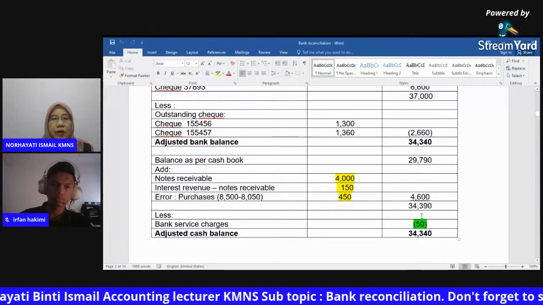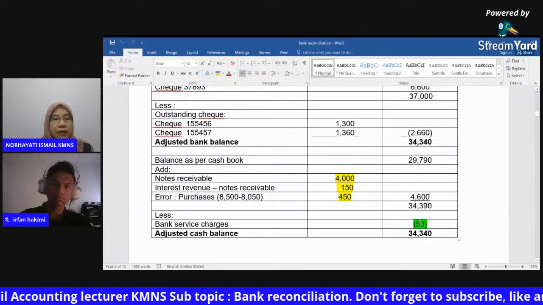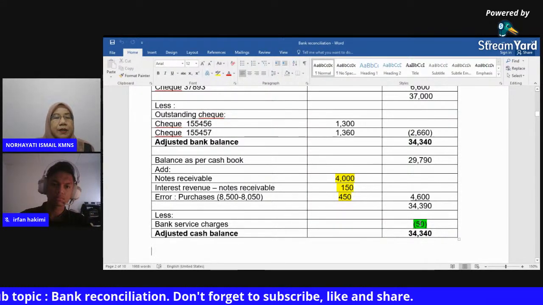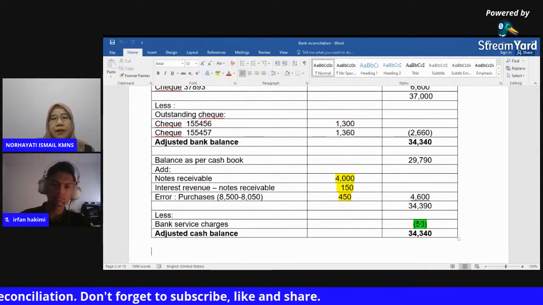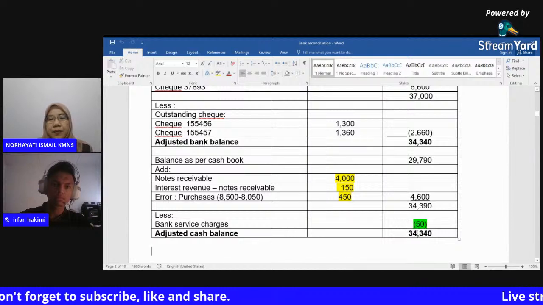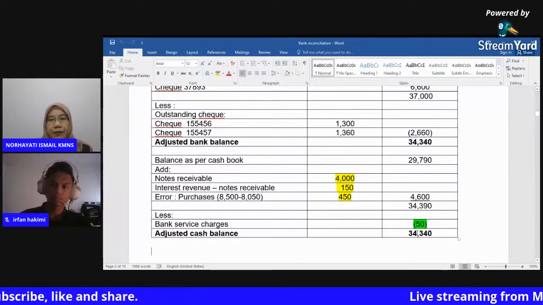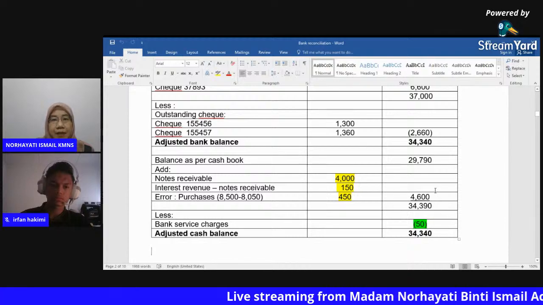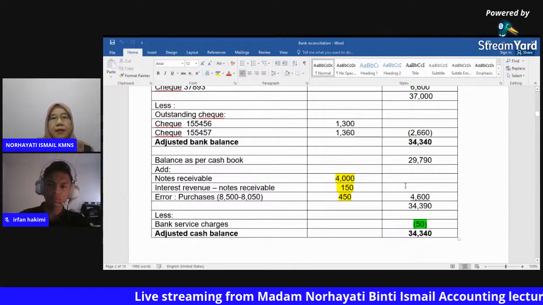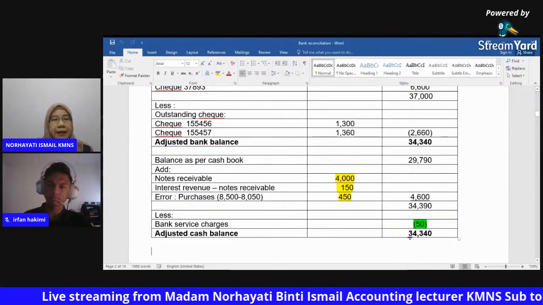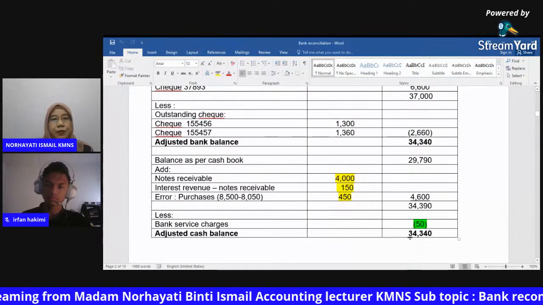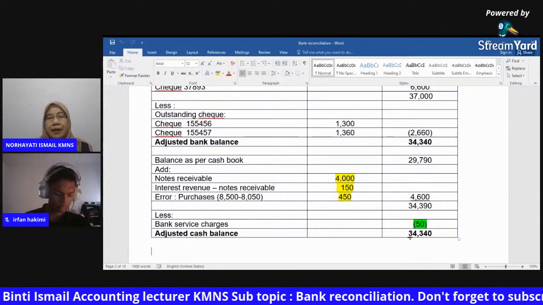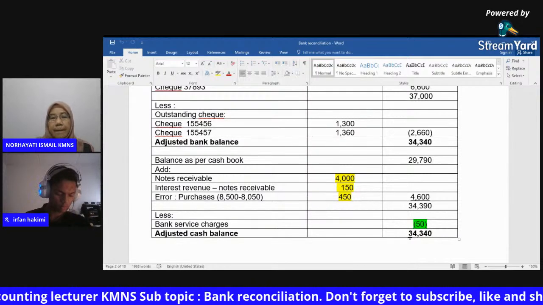There is a record in the bank statement but not recorded in the cash book. What should you do? In the cash book, we have to deduct this amount 50. So you get the answer 34,340. So you can check the bank balance must always equal the cash balance after you prepare the bank reconciliation. Now we have to prepare the adjusted journal entry.